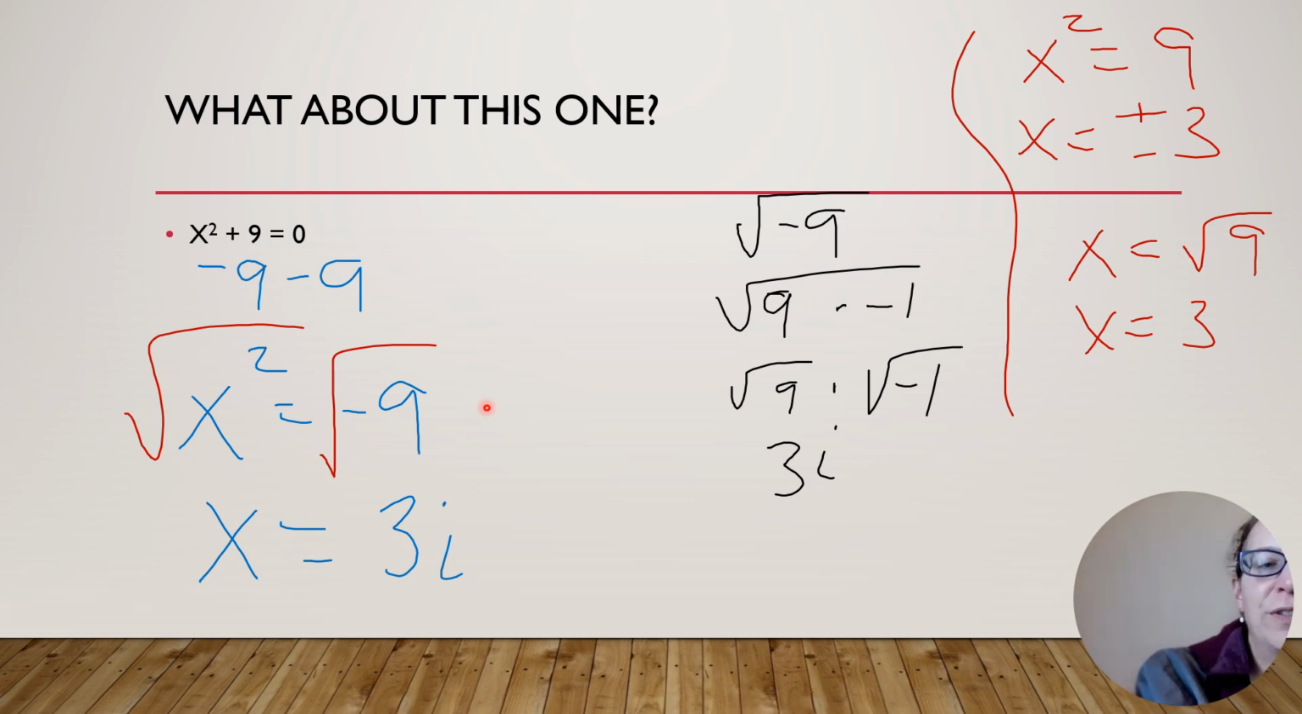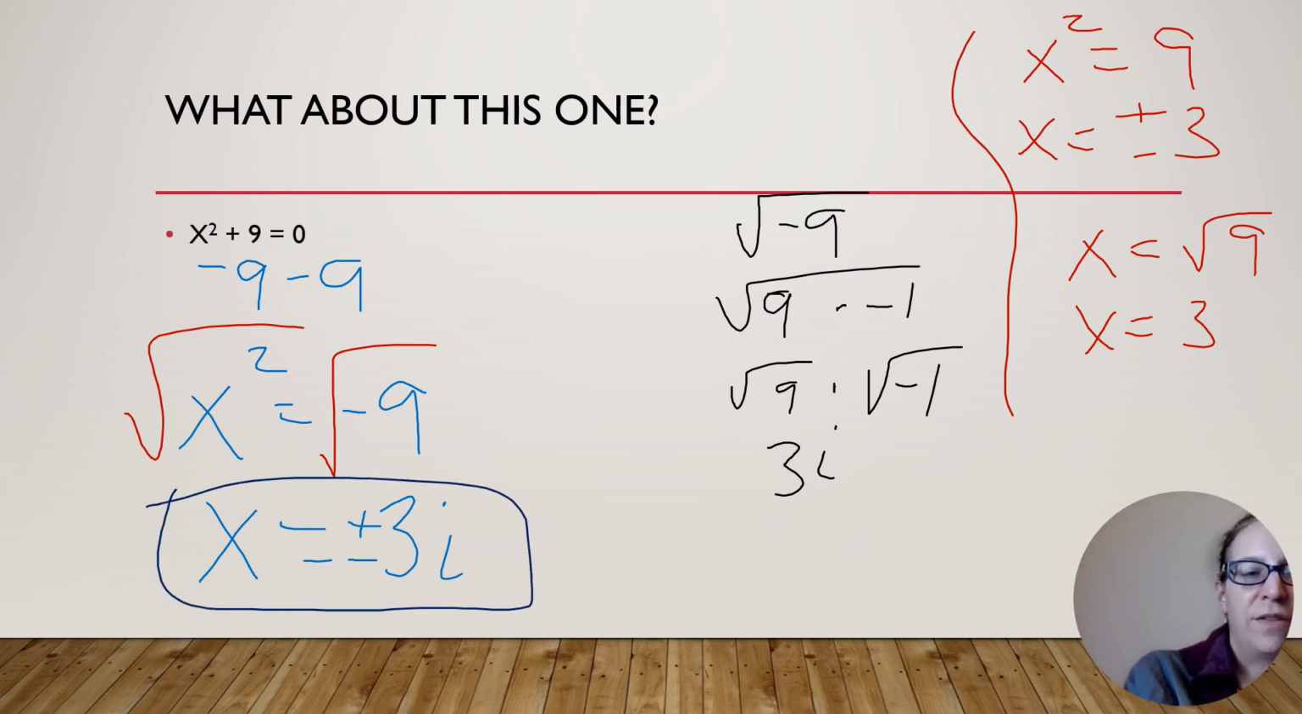Now, here's where that stuff that was going on over here comes into play. The original equation was not the square root equation. It was the one that involved the squaring. And so the plus and minus does come into play. And so the solution to that is plus or minus 3i.